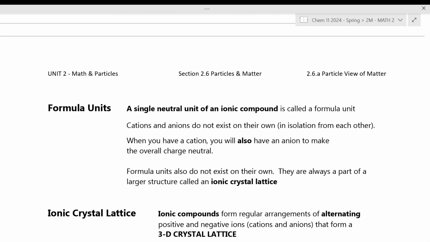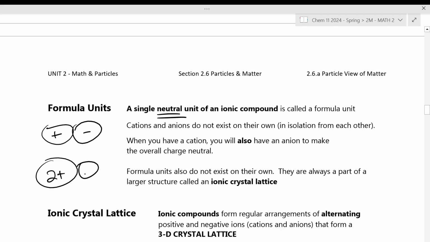Formula units. Remember, what charge are formula units? They are neutral. You're going to have a positive together with a negative, or you might have a 2 positive with a negative and a negative. Okay?